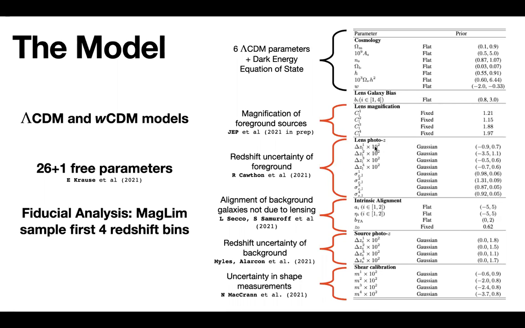So we have systematics from photometric redshifts that quantify our understanding of how much we trust our calibration. The intrinsic alignment of galaxies, so that's how likely it is for 2 galaxies to be aligned with each other due to non-lensing reasons. And also the uncertainty on our shape measurements itself.